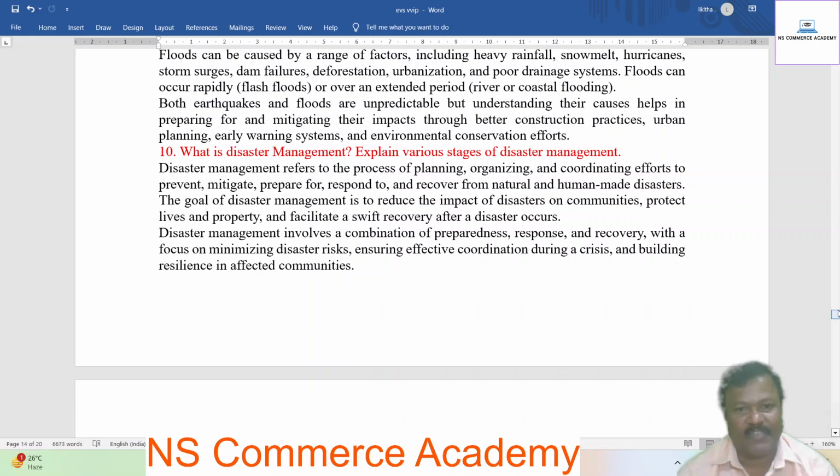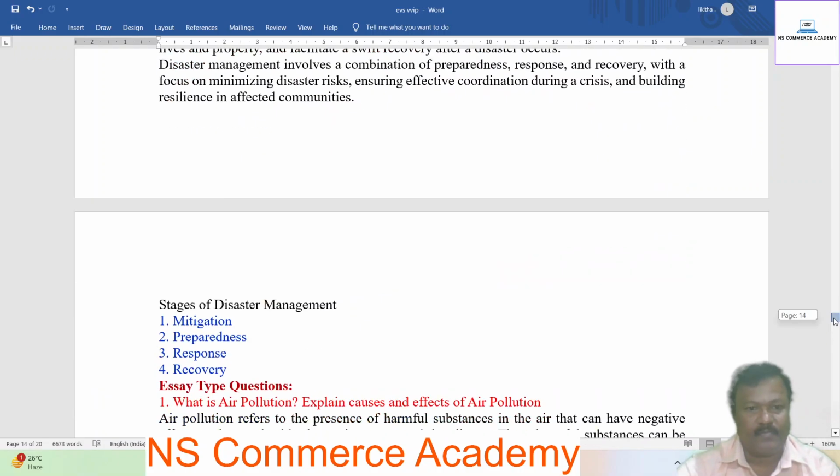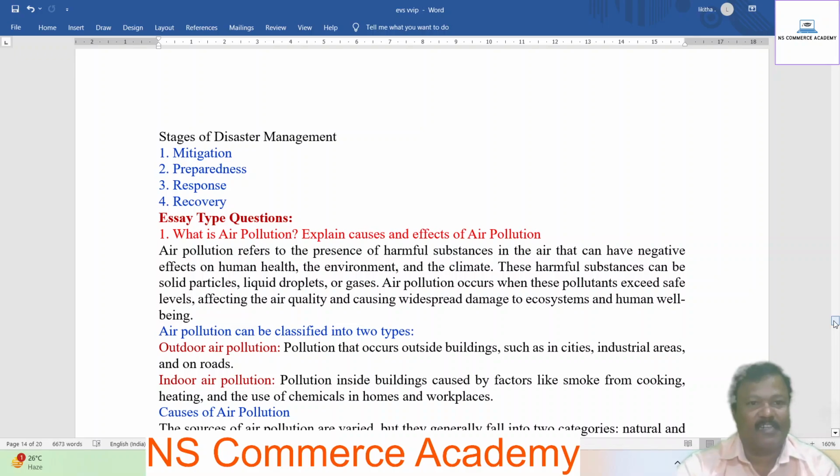Disaster management involves a combination of preparedness, response, and recovery with a focus on minimizing disaster risks, ensuring effective coordination during crisis, and building resilience in affected communities. Stages of disaster management: mitigation, preparedness, response, and recovery. Next, come to the essay type questions.